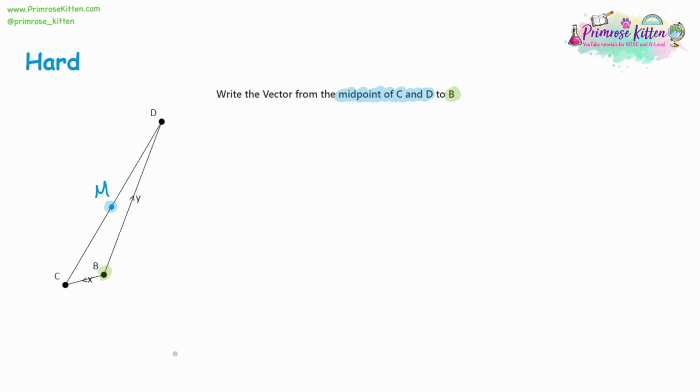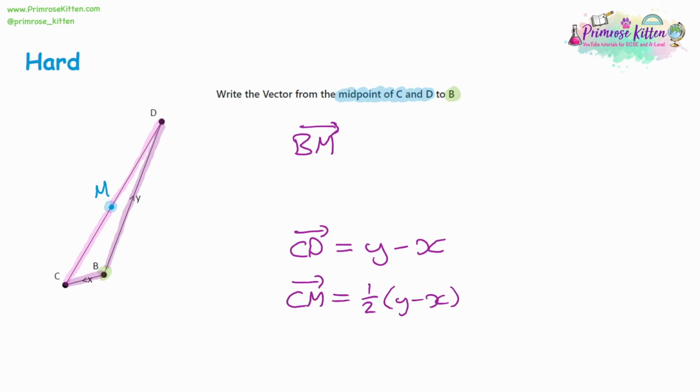So what we need to do is actually think about this in a bit more detail. This midpoint is the midpoint of C to D. So if we could work out C to D instead, because at the moment we're trying to work out B to M, then what we're looking for is going to be half of that. So C to D, starting at C, we do negative X and then positive Y. So we can write it as Y minus X. So C to M is going to be half of that. So it's half of Y minus X.